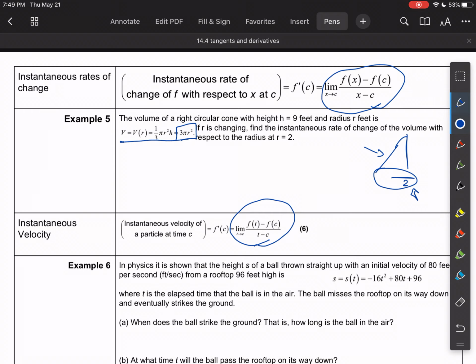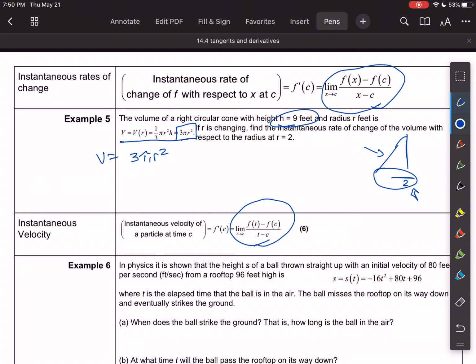Okay, so they were nice enough to give us the volume formula here, which is 1/3 pi r squared times h. But in this case, since we know our h is 9, we could plug that in. And so they plugged it in. When you plug that 9 in, 9 times a third is 3. So that's how they're getting 3 pi r squared for their volume formula. Okay, so we're going to use that.